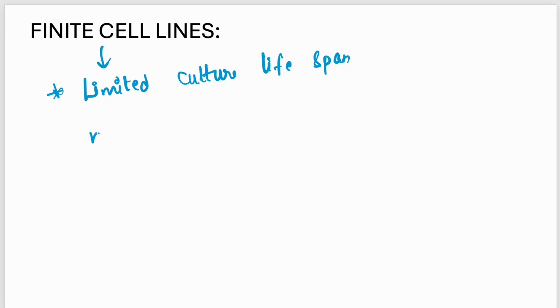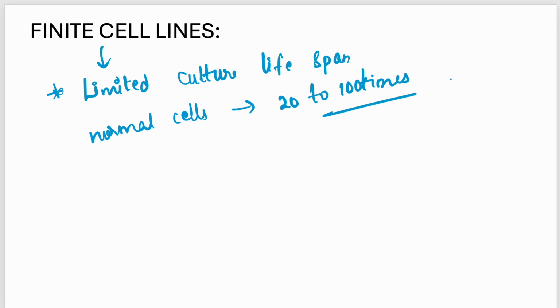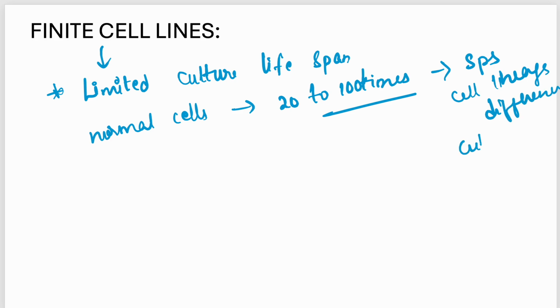Normal cells generally divide for about 20 to 100 times. It depends on species, cell lineage differences and culture conditions. How many times the cells can divide depends on all these things.